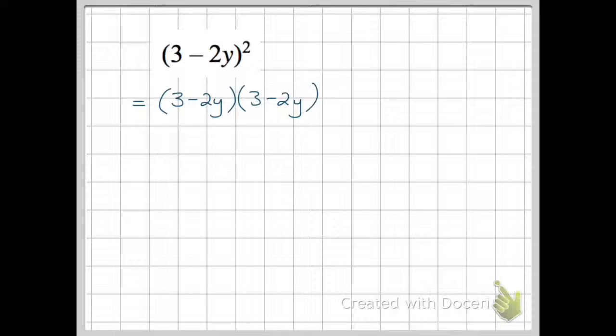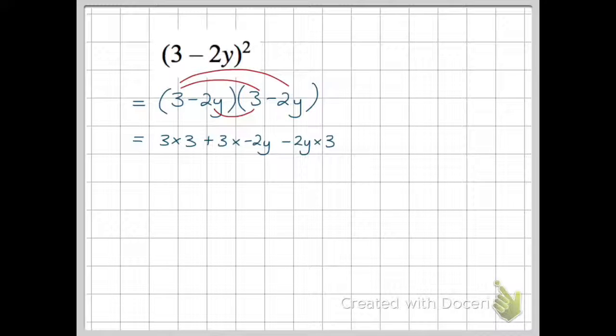So using the FOIL method and following my tip of writing out the multiplications in full so that you don't make mistakes with negative signs. So here we go. The first is 3 times 3. Then we go for the outer. 3 times negative 2y. The inner is negative 2y times 3. And the last is negative 2y times negative 2y. Just double check at this point to make sure that you have included all of the negative signs. Remember that the negative sign is always before the term.